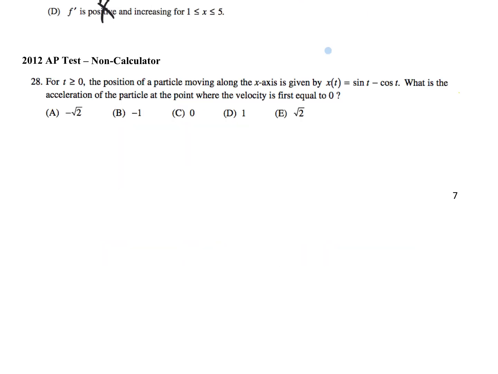Okay. t is greater than or equal to 0. The position, again, is really important to note what they gave us because this one's non-calc. It says the position was that. It says, what is the acceleration at the point where the velocity is first equal to 0? Oh, this one has some multi-levels to it. If it says position, velocity, acceleration, let's just go find those first.